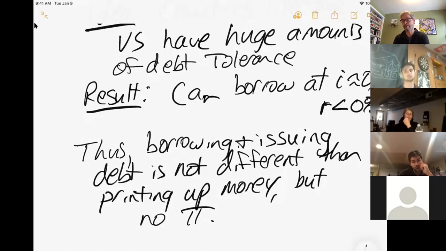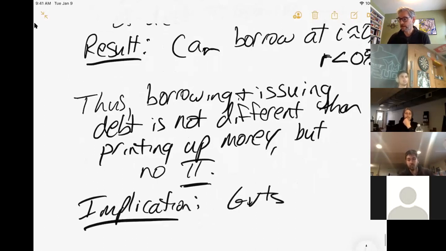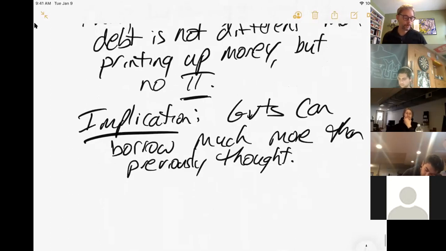And so you can kind of see now maybe where people are going here. Issuing debt is actually preferable to issuing money because you don't have to worry about this problem of inflation. And so the implication here is that governments can borrow much more than previously thought. And so proponents of this basically want to see huge increases in government spending because we can do it, right?